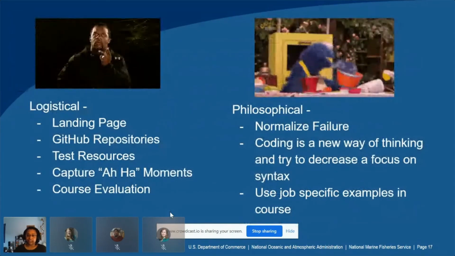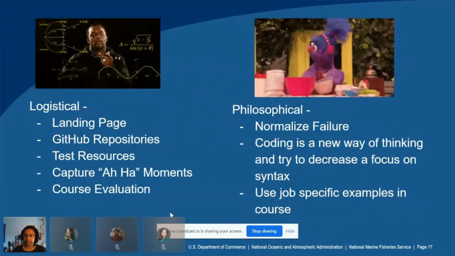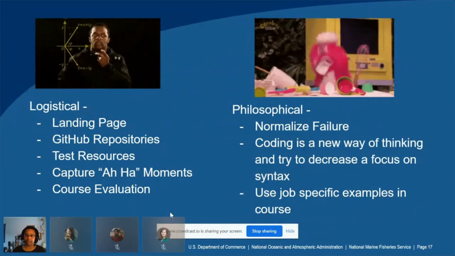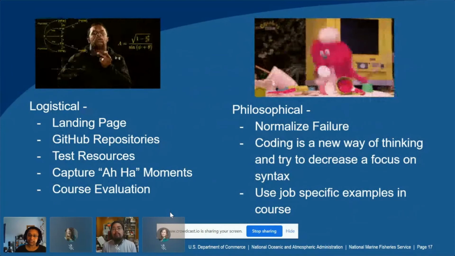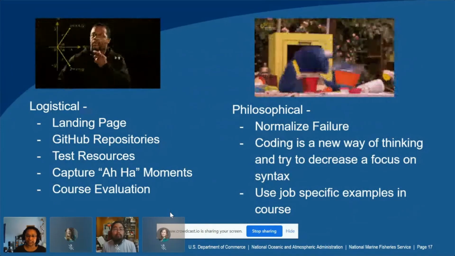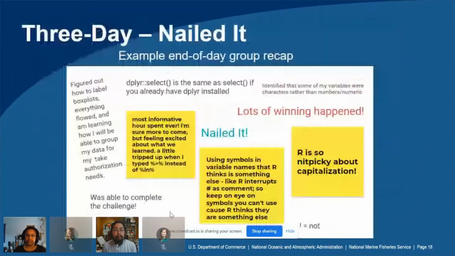So here are some logistical and philosophical pieces. I think I'm going to leave this piece for questions afterwards, but one thing I want to highlight logistically is capturing those aha moments, and here's how I did that with my group. We had a wrap-up Nailed It. There's this online program called Nailed It, where people try to recreate cakes that are obviously outside of their ballpark. So this is what the screen looks like.